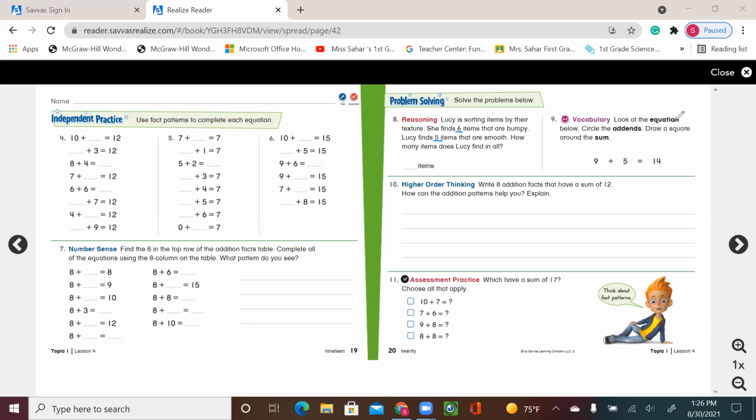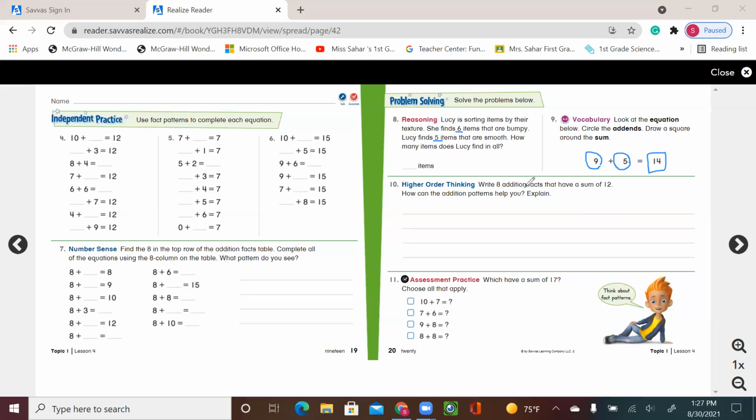All right, look at the equation below. Circle the add-ins, draw a square around the sum. So we know the add-ins are the two parts that we add, and the sum is your total, your answer. So what do I need to do? I need to circle the add-ins. So this is my first add-in, and this is my second add-in. And what do I need to put in a square? The sum. So 9 plus 5 equals 14. All right.